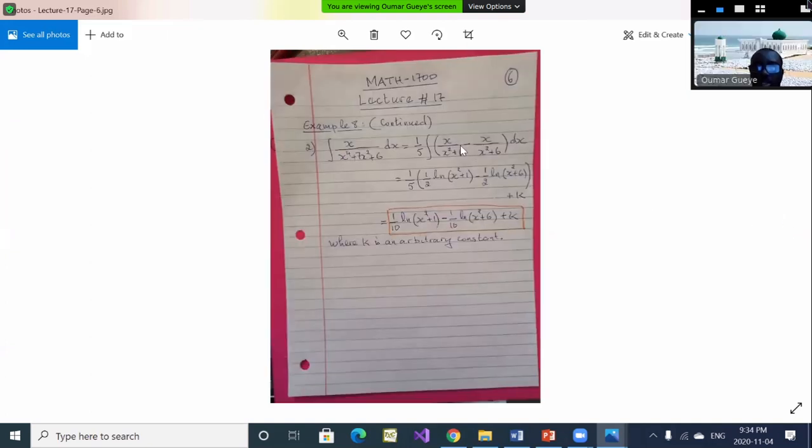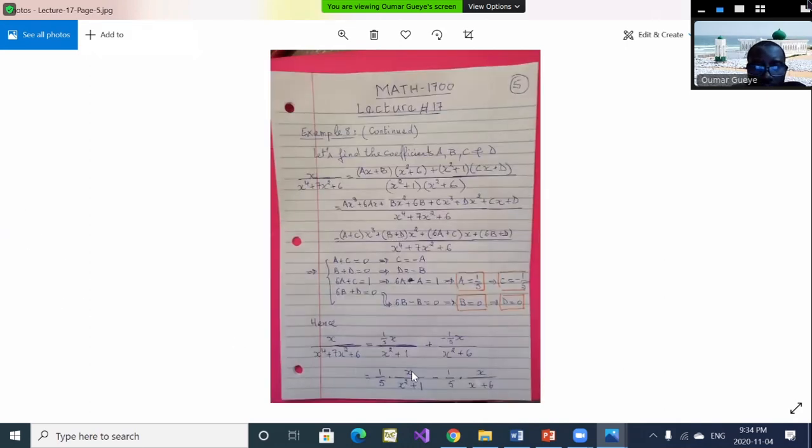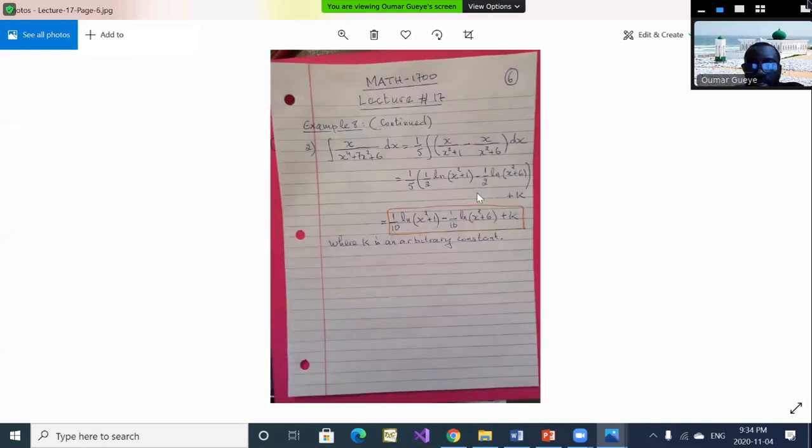All right, so now we're going to integrate because we substituted here. 1 by 5 is a common factor, so when we apply the integral, I'm going to take it out of the integral. So we'll get just 1 over 5 integral of x over x squared plus 1 minus x over x squared plus 6. Okay, and we already proved this. It's the same as the one that we did in the previous example.